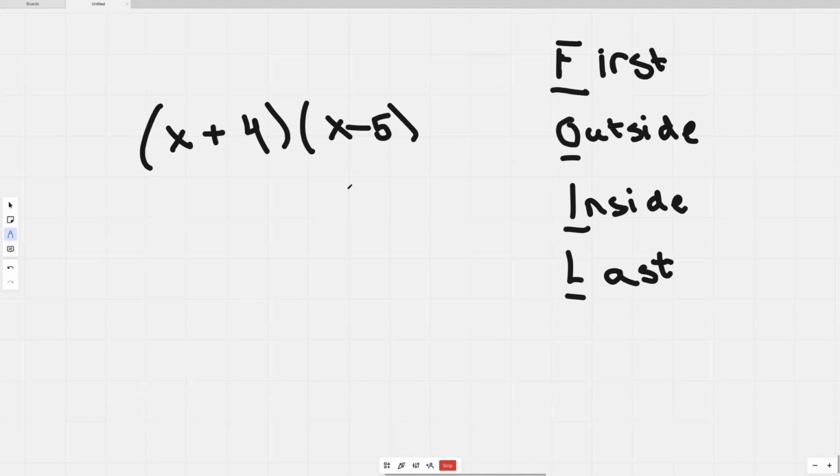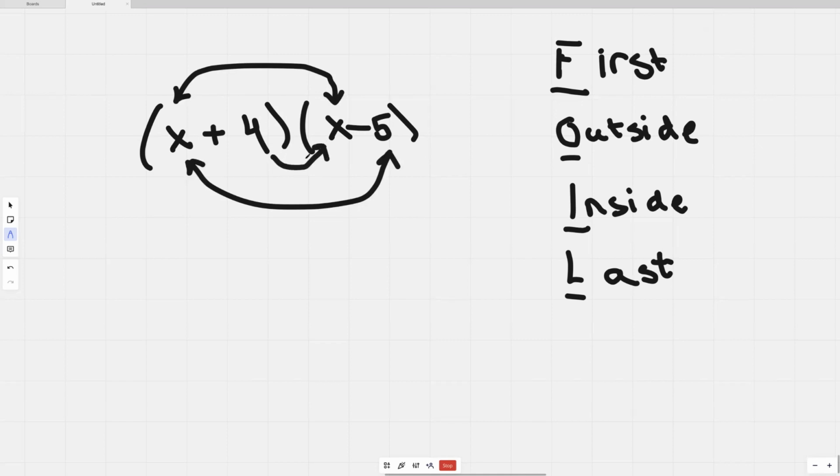So in that rule, we know that we can multiply the terms. So for example, here x to x, and then x to -5, and then 4 to x, and then 4 to -5. So let's write this. Firstly, we have x to the x, and then x to the -5, and then 4 to x, and then 4 to -5.